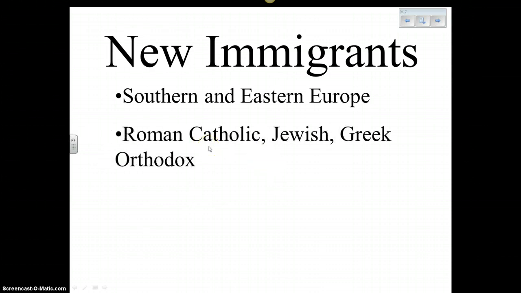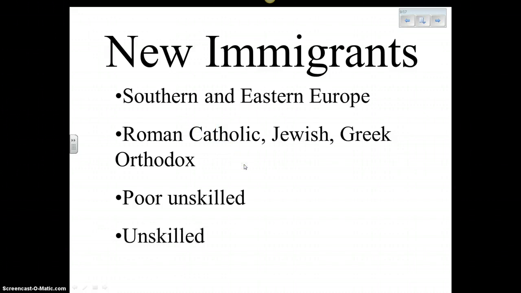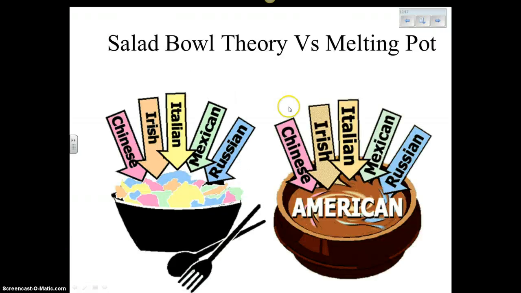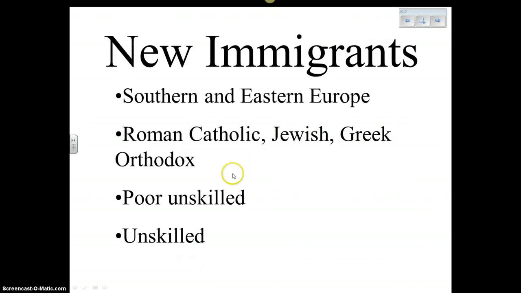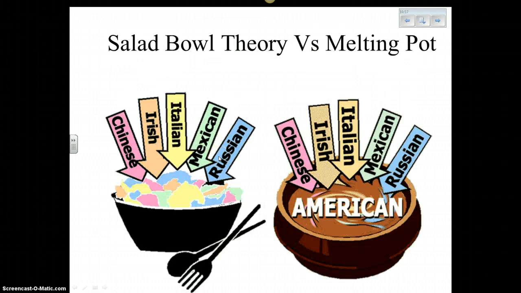You're not Protestant. Well, you might be Protestant, but new immigrants weren't Protestant. They're Catholic, Jewish, Greek Orthodox. They came to America with very little skills. They're illiterate, at least in terms of English. What we're going to see is these new immigrants, as we can imagine, are going to face a tremendous amount of discrimination and prejudice.